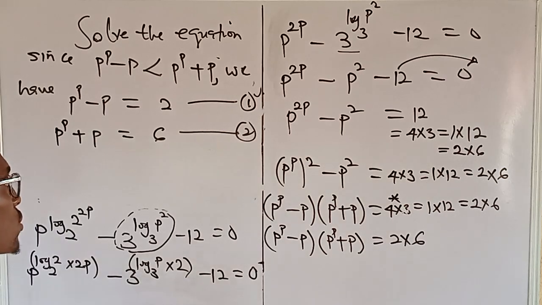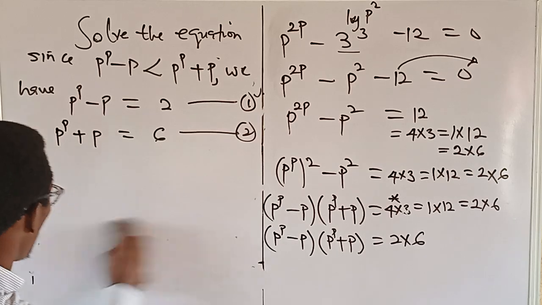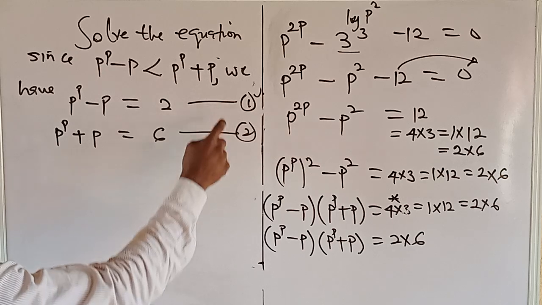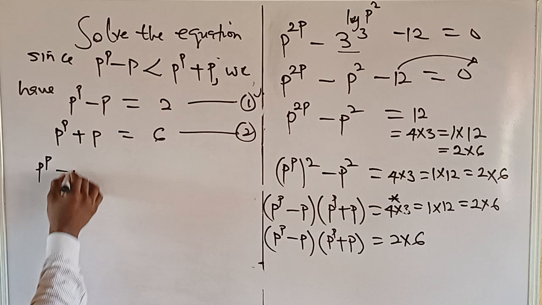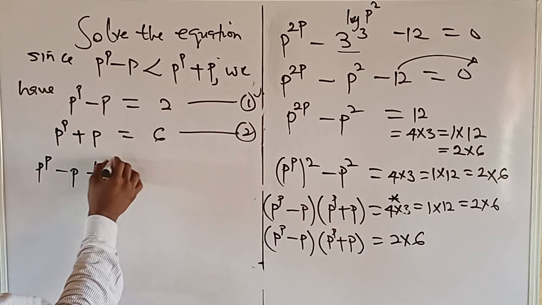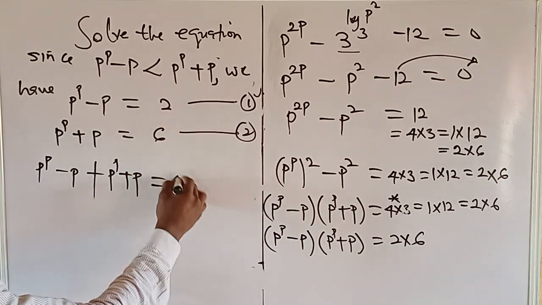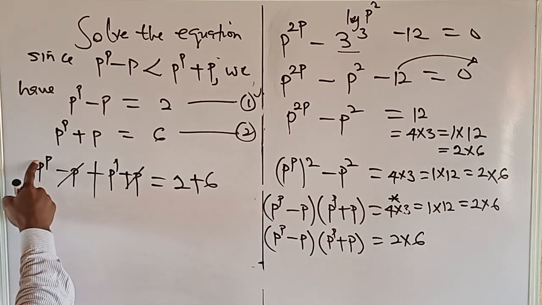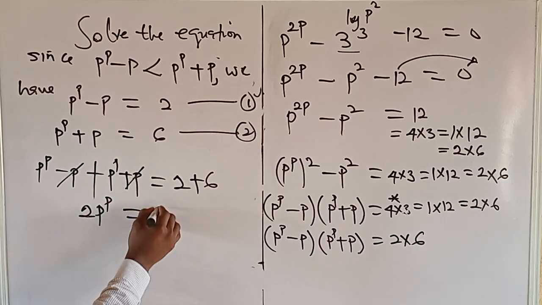So we solve these two resulting simultaneous equations. In solving them, we shall make use of addition to eliminate the variable P. Now if we add equation 1 and 2, the left-hand side of equation 1 is P to the power P minus P, then plus the left-hand side of equation 2, which is P to the power P plus P. Can you see that? Then the same thing goes for the right-hand side. So we have 2 plus 6. From whence this will cancel out with this, so we're left with P to the power P plus P to the power P, which will give us 2 P to the power P equals 8.